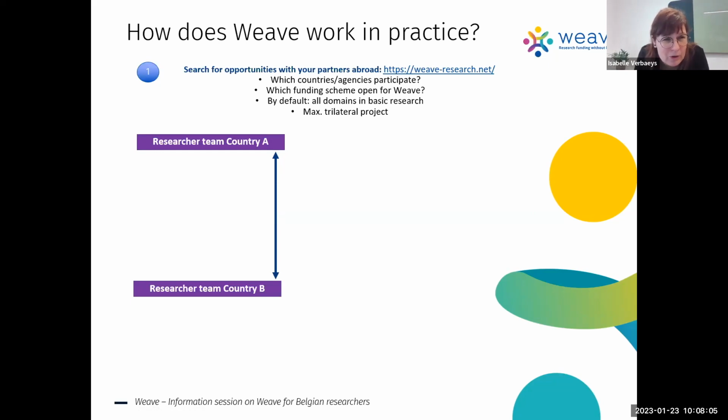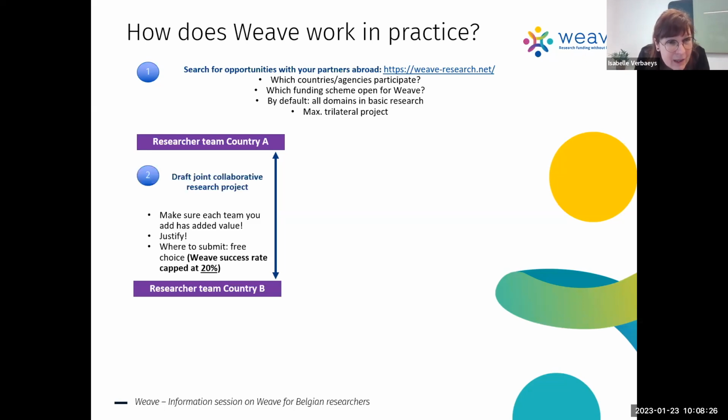So how does it work? Well, you as a researcher, you have your own team in country A, and you would like to collaborate with, for example, a team in country B. You can, of course, also include a research team from country C, but let me show you an example of a bilateral project.